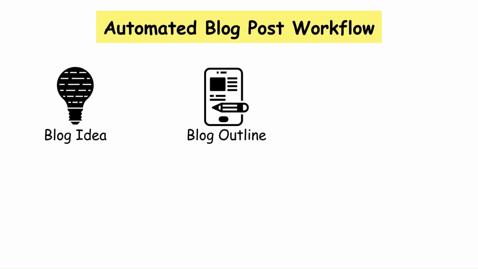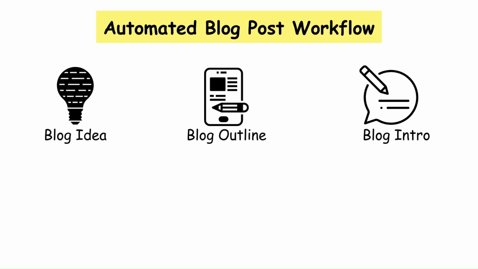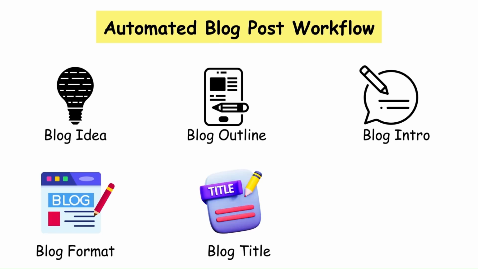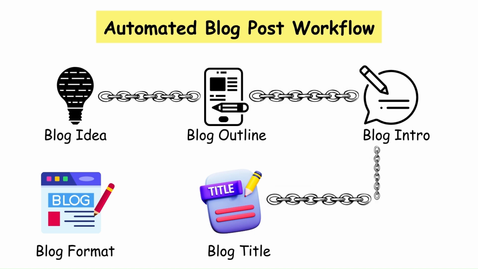Let's say you're building an AI to write a blog post. You need to generate the blog idea, you need to write an outline for that idea, write a blog intro, suggest a title, and then format it nicely. Each of these is a step. Without a chain, you have to code the LLM manually. With a chain, it is just like building a pipeline. You plug one component into another.